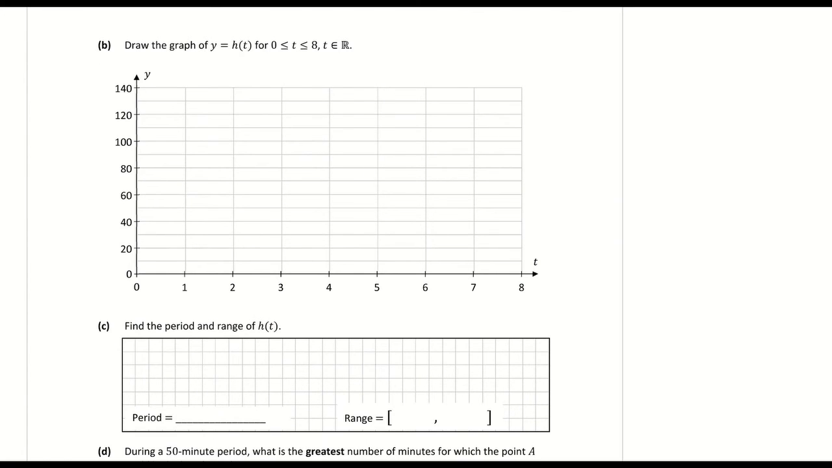It's then asking us in part B to sketch the function, draw the function h of t between 0 and 8. So my first point there to plot is going to be 0, 12, which is here on the y-axis. My next point then is 1, 42, which is here. And my final point, 8, 102. So there's my points plotted. I now need to create a freehand curve connecting all of those points.